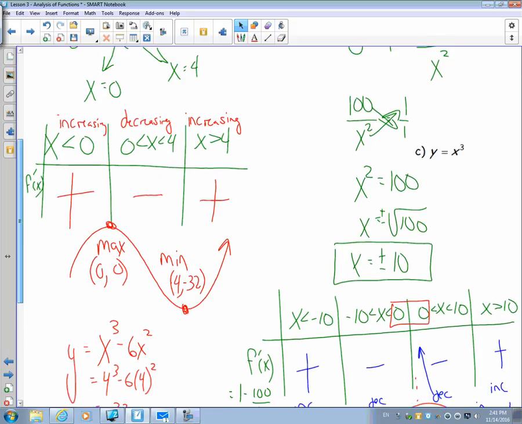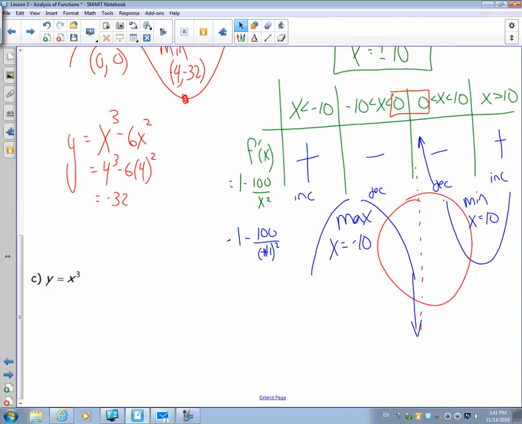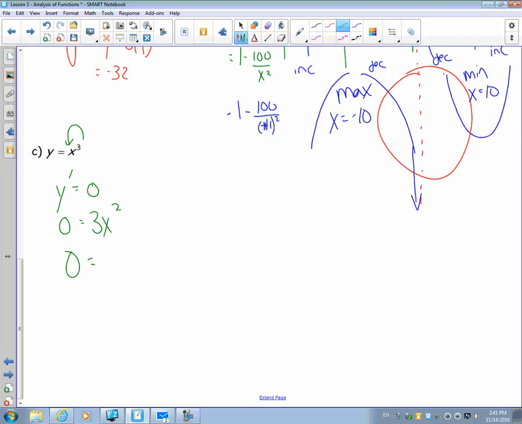There was one more, letter C. I'll bring C down here, take a look at letter C, because there's one more weird thing we need to talk about. So let's do the same thing we did before. I want to find my stationary points. So my derivative has to be equal to 0. So 0 equals, our derivative would be 3x squared. Let's solve this. Divide both sides by 3, we get x squared is 0. Square root of 0, still 0. So in our sign diagram, we have only two sides to it. We have x is less than 0, x is greater than 0.